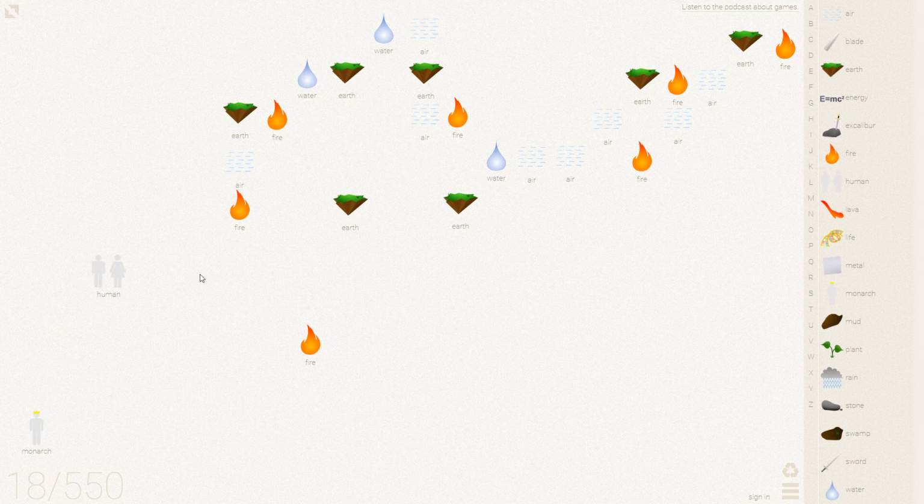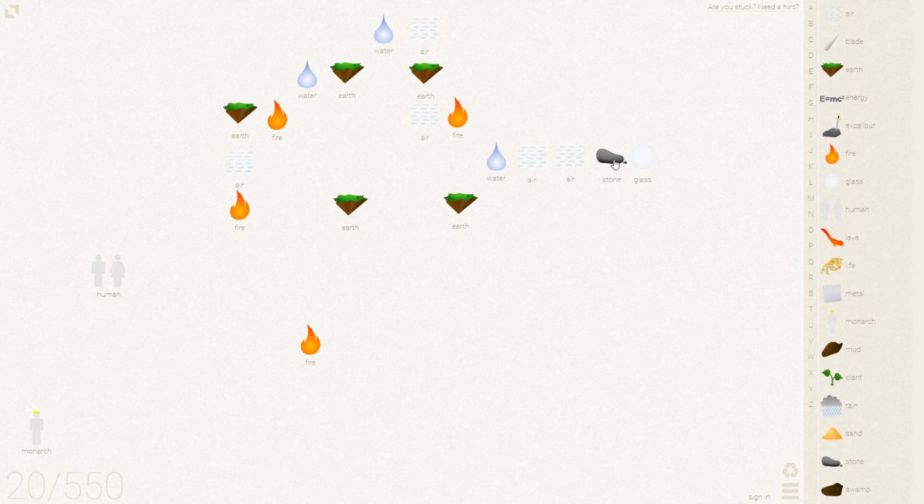So there's our human. Now over here we are going to start on making some glass, which hopefully won't go badly. Where are we going? Stone in the air. There. Sand and glass gives us time. That's what we were going for.